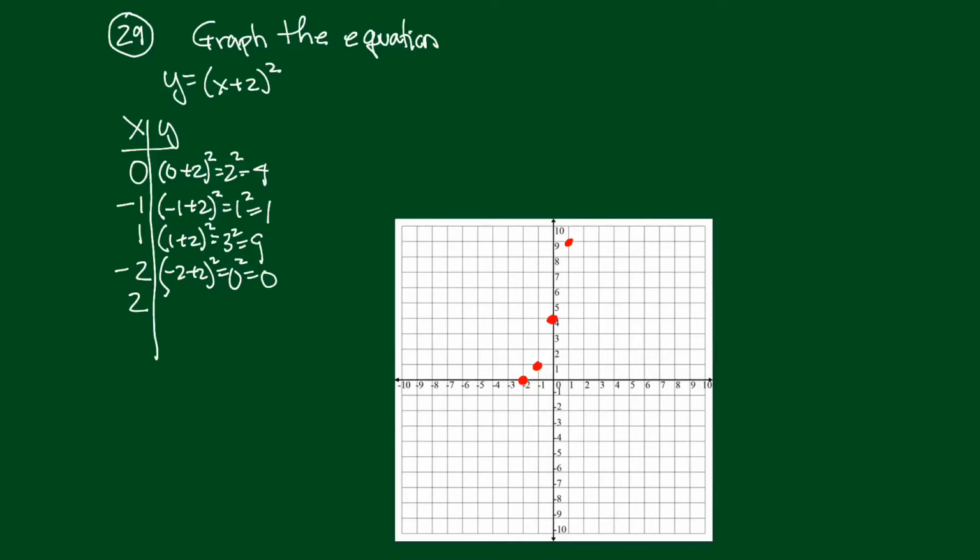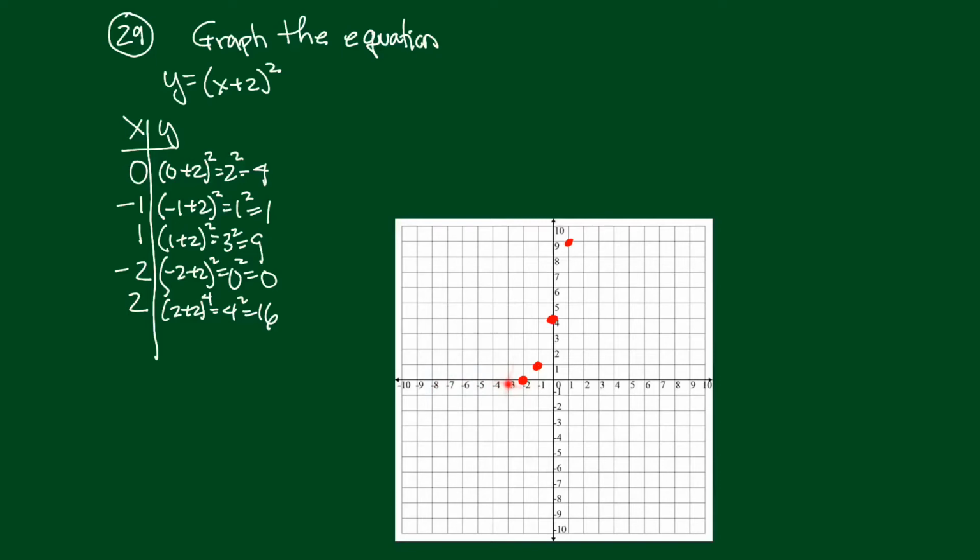And then if we go to the right 2, put the 2 in, we'll get 2 plus 2 squared is 4 squared, which is 16. And that's not even going to show up on our graph, right? Because if we go to the right 2 from the origin, we'd go up 16. So here's the origin. If you go to the right 2, we're way up here someplace. So we won't plot that one. But we can see what happens if we move more this direction here.